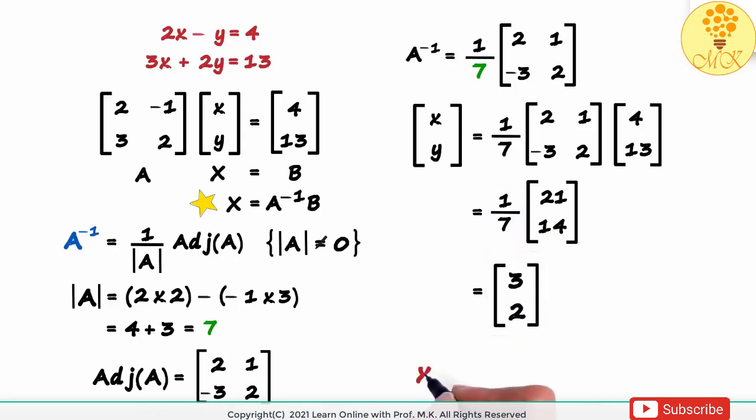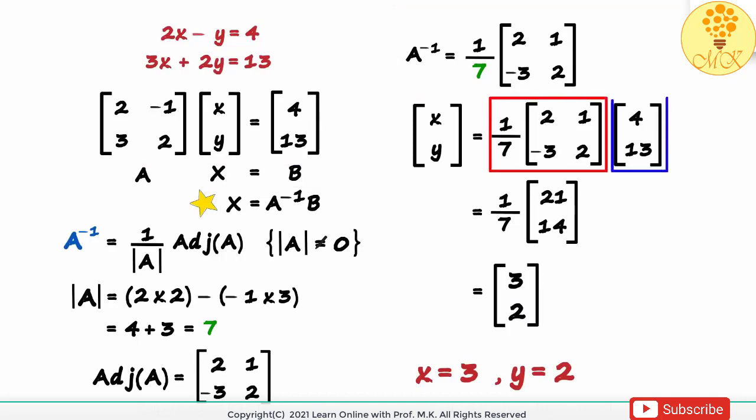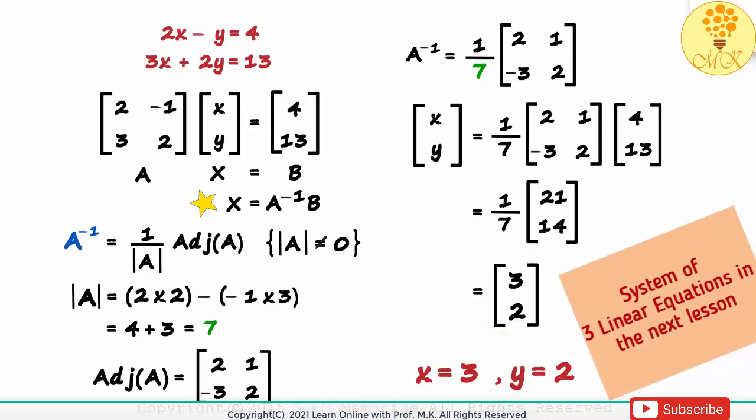The variable x will be equal to 3 and the variable y will be equal to 2. That's how we solve a system of linear equations using matrices. We write it in the matrix form, then we write X like this, then we find the A inverse multiplied with matrix B to get the variable values. In the next lesson, we will try to solve a system of 3 linear equations using matrices.